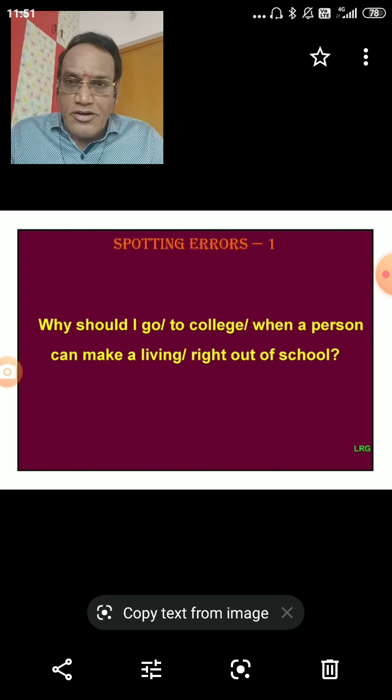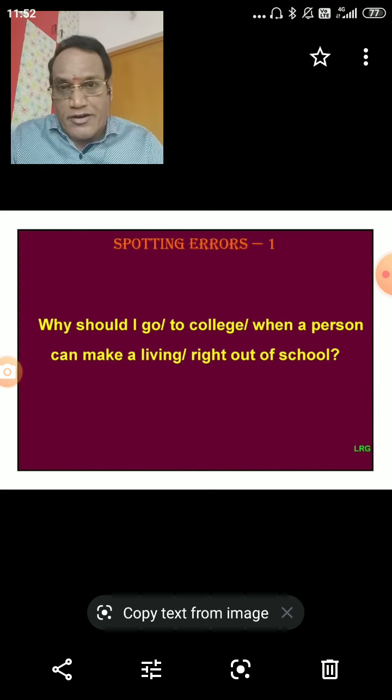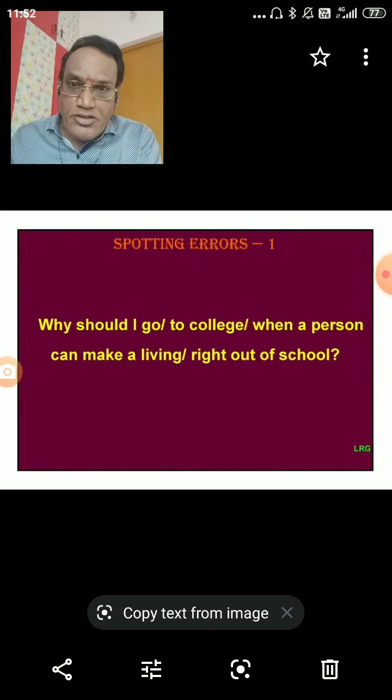Obviously, it is in the third section, section C. When a person can make a living. Who is that person? Actually, a person refers to the I, the subject of the main clause. So, in the main clause, the subject is I. In the subordinate clause, or the dependent clause, the subject is a person. There is no cohesion or coherence in the use of the subject. So, this writer uses one subject in the main clause and another subject in the dependent clause.